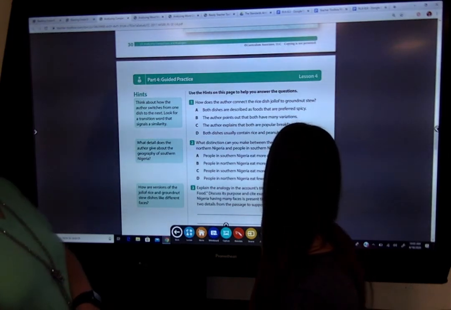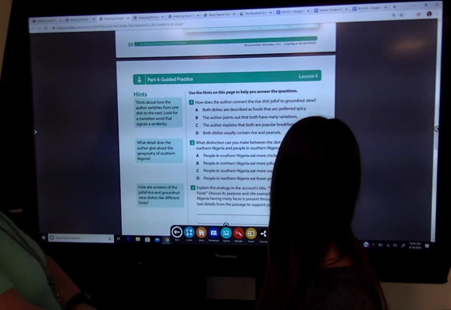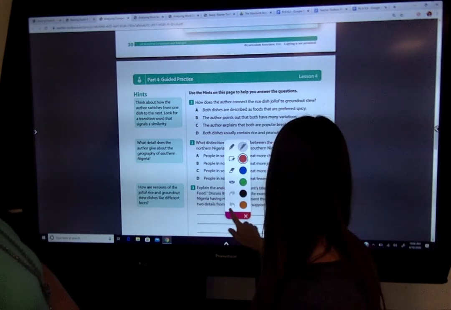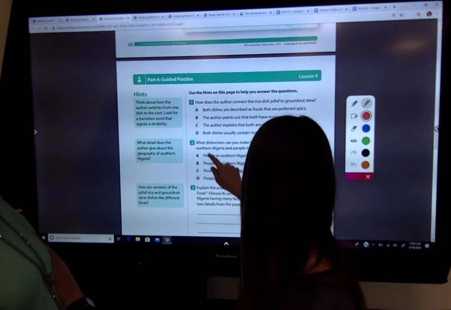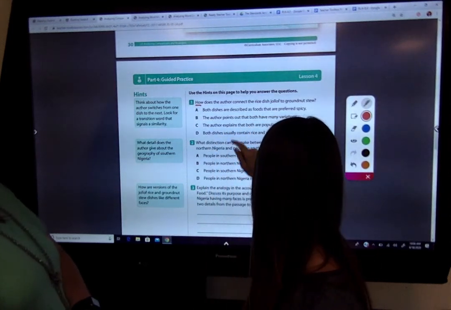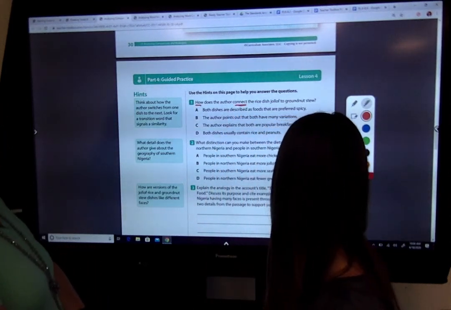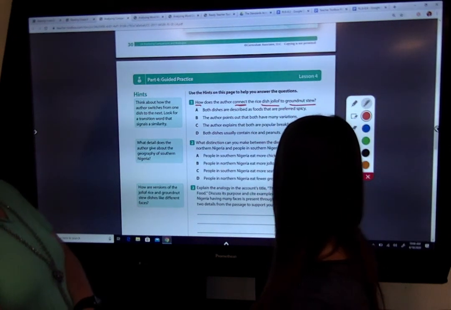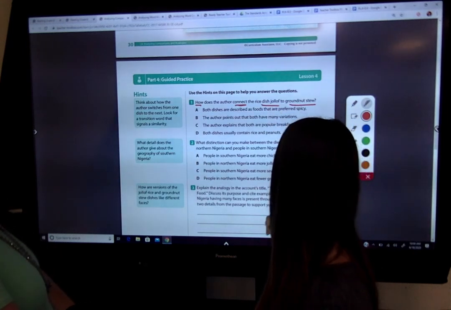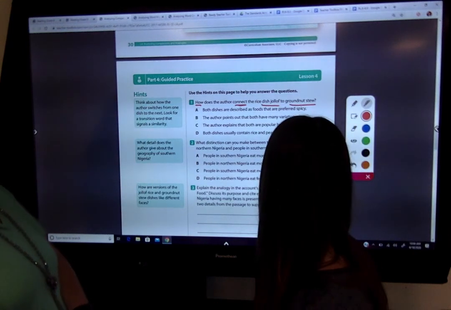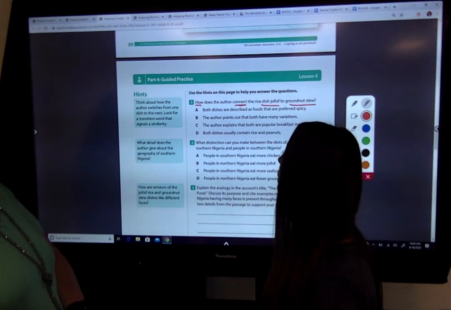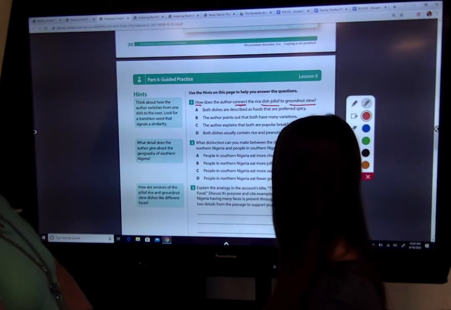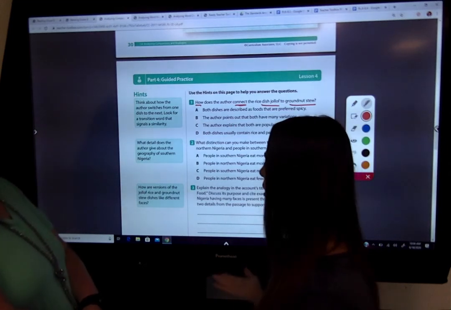How does the author connect the rice dish jollof to groundnut stew? So let's look at our keywords first of all. So our verb here is how, and we're trying to see the connection between which 2 things? The dish jollof and groundnut stew. So you're trying to see a connection between these 2 different foods. So let's look at our choices. A, both dishes are described as foods that are preferred spicy. So we got to go see, are they both spicy?